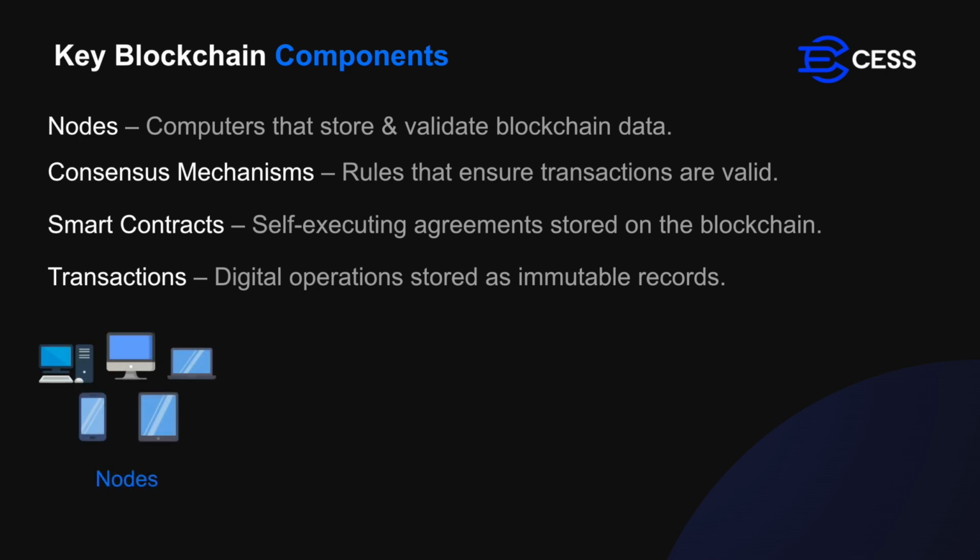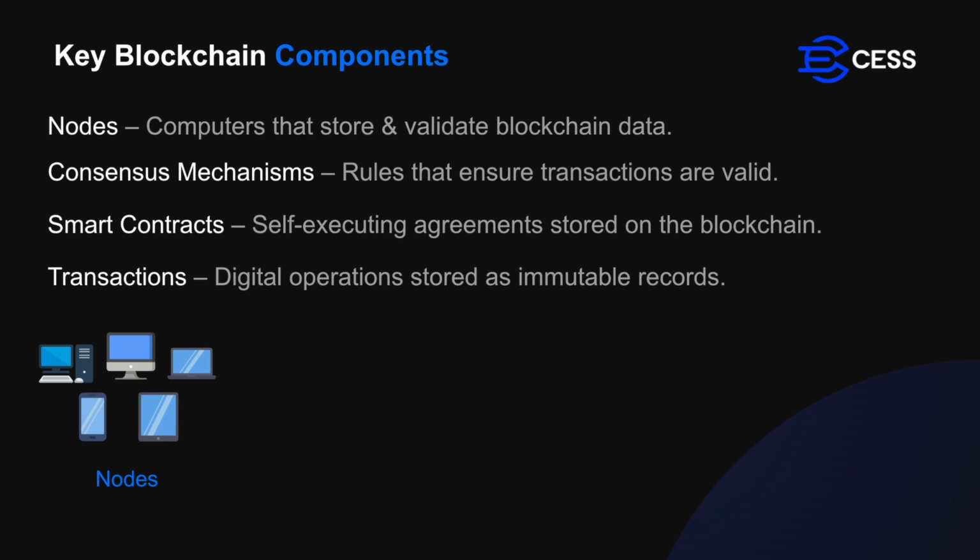Let's start with nodes. Nodes are computers that store and validate blockchain data. They maintain a copy of the blockchain ledger and continuously update it as new transactions occur. Nodes ensure that the entire network remains synchronized, meaning that everyone in the system agrees on the same version of the ledger. Without nodes, a blockchain wouldn't function, as they are responsible for verifying and relaying transactions across the network.